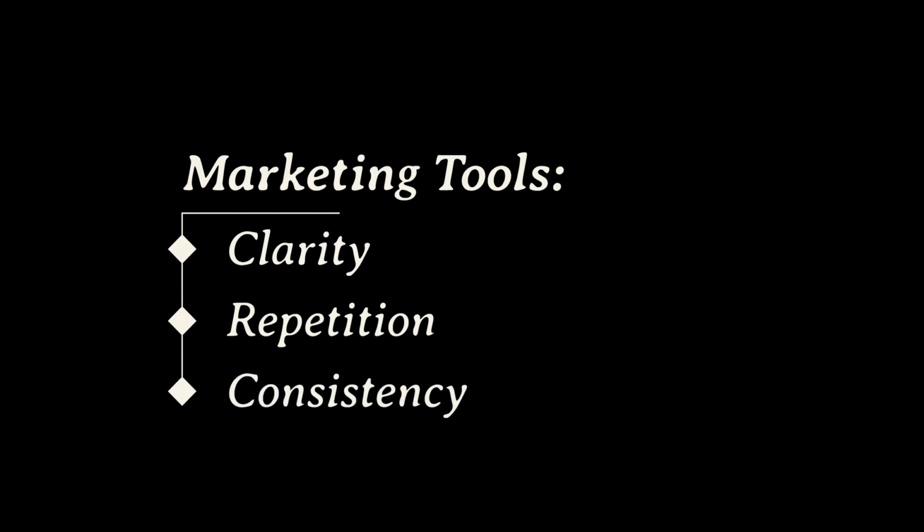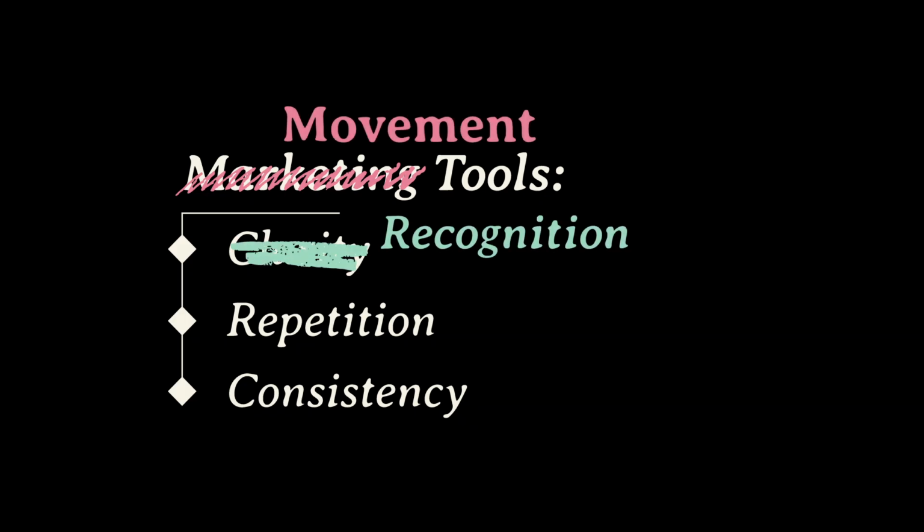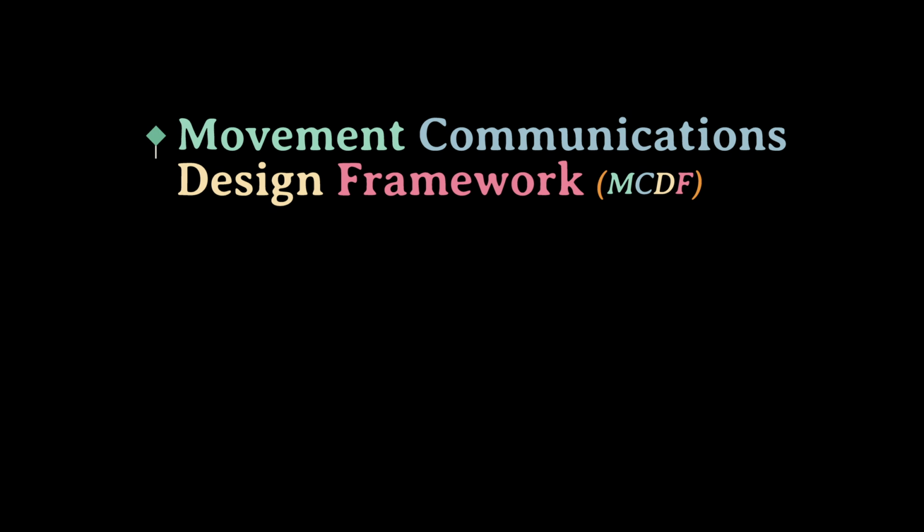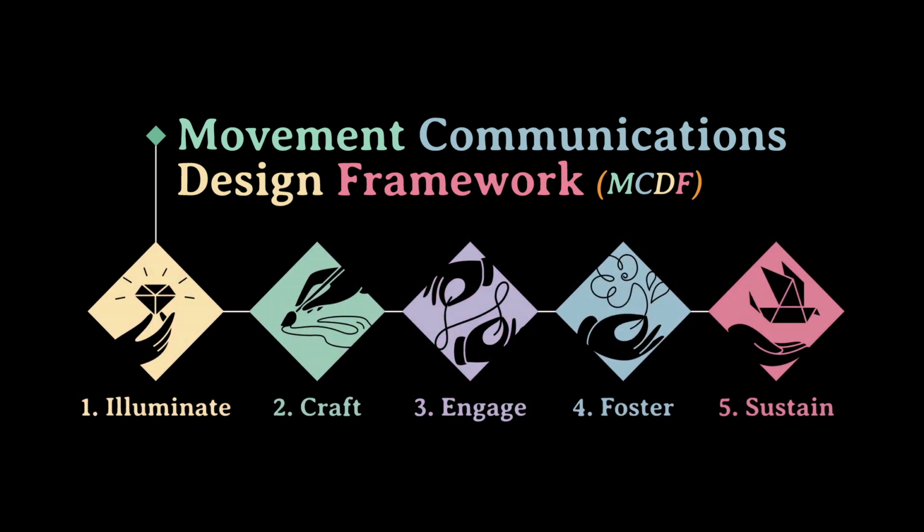Those threads kept pointing to the same conclusion. The tools can look similar: clarity, repetition, consistency, but the purpose is different. This isn't about selling products. It's about people, helping them see what needs to change and making it easier to join together and carry that story forward over time. So we translated what we learned into a repeatable 5-stage cycle. That's what the MCDF was built to protect: coherence across change. Not just at launch, but as the movement grows, learns, and adapts.